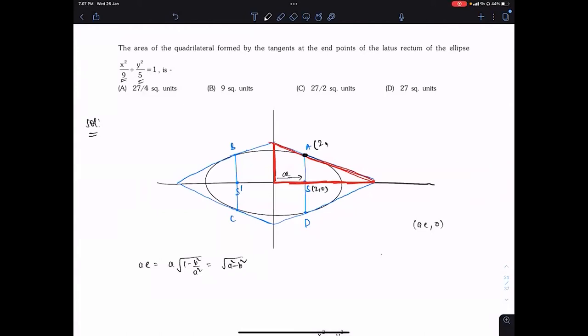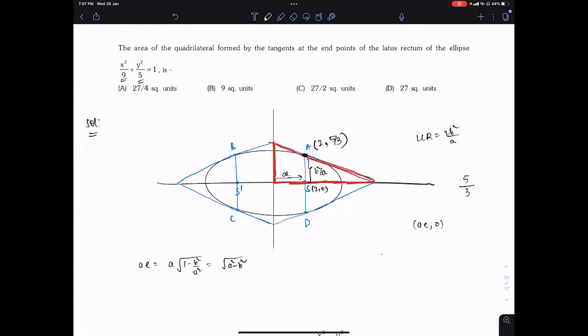And what will be the height of this one? That one end, b square by a, that length. Total is 2b square. Length of latus rectum in ellipse is 2b square by a. So from focus to one end, it will be b square by a. So what is b square? 5. So 5 by a. A is how much? 3. So (2, 5 by 3).